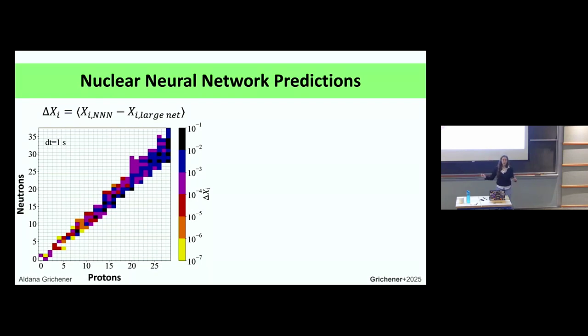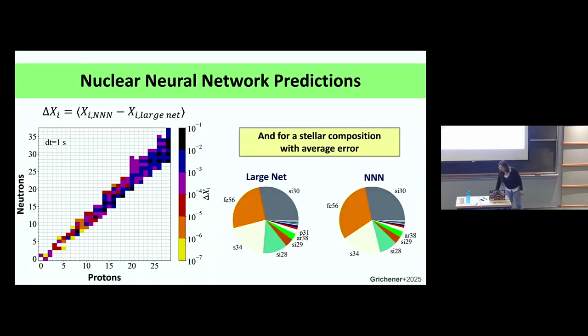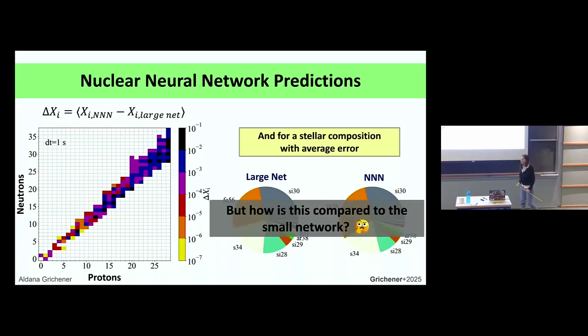So for the abundances, we see that on an average case, we still have pretty large errors. But when we go for a typical stellar composition that has average error in other quantities, we can see that the neural networks do a pretty good job in reproducing the main nucleosynthesis yields, while we still have some discrepancies in the abundances. But I'd be a bit more worried about these discrepancies if I didn't remember how these compare to the small networks that I showed you a couple of slides ago.